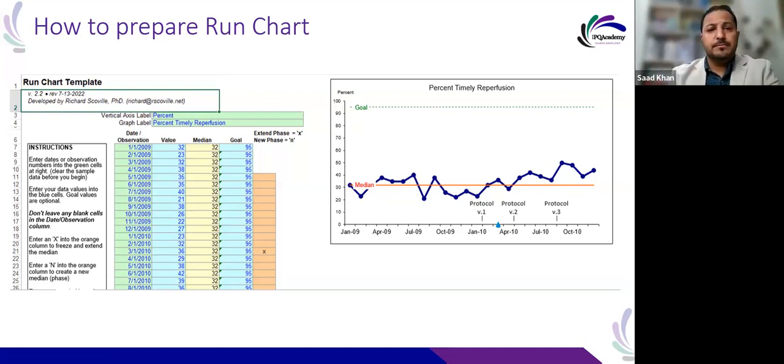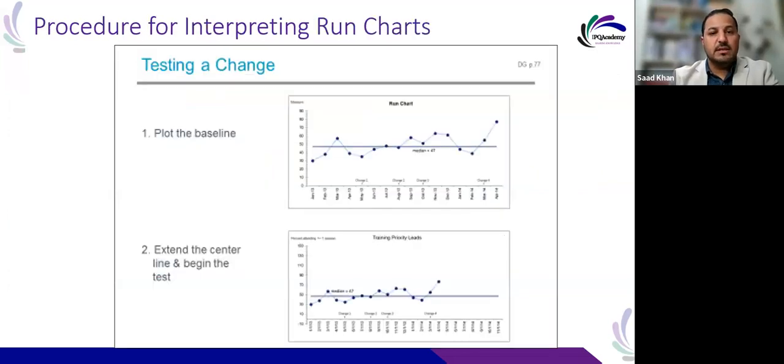Now, this is very simple. You can easily make a graph by using these steps. How to interpret this? This is a next challenge.